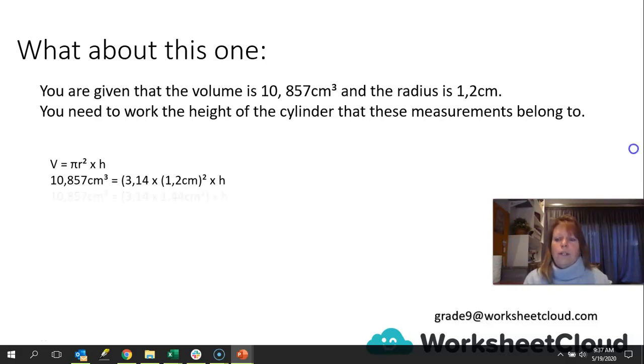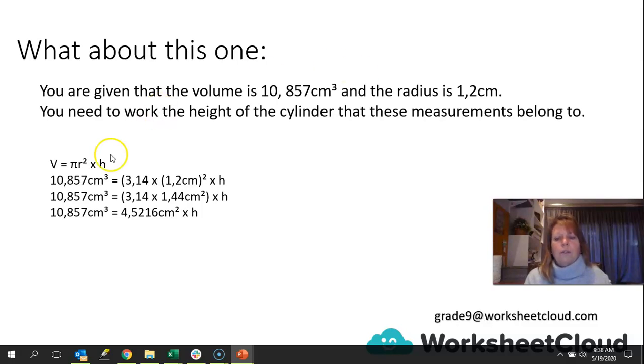Okay, so let's work out what's in the bracket first. We have to square our 1,2 and it's going to give us 1,44 centimeters squared. We then are going to have to multiply that by 3,14 and we end up with 4,5216 centimeters squared times the height. And we were told right in the beginning that the volume was 10,857.